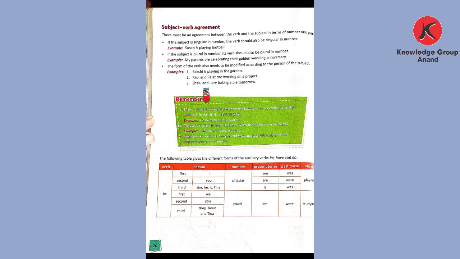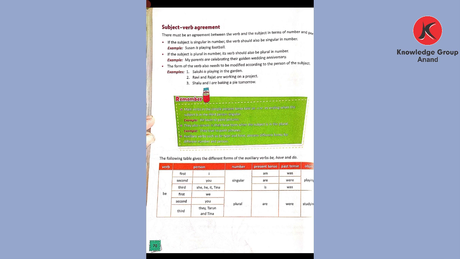Now let us go to the second page, number 70. Here it is subject verb agreement. Here we will be learning subject verb agreement. There must be an agreement between the verb and the subject in terms of number and person. The first point is: if the subject is singular in number, the verb should also be singular in number.